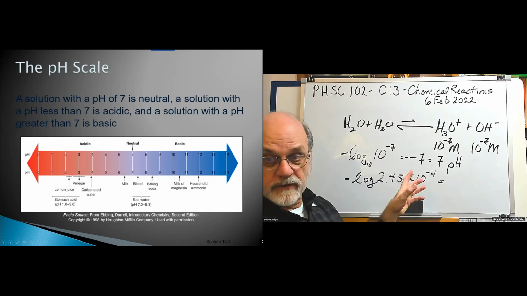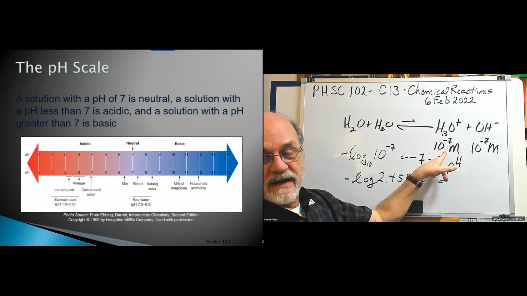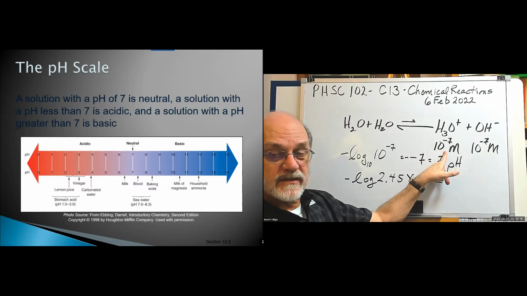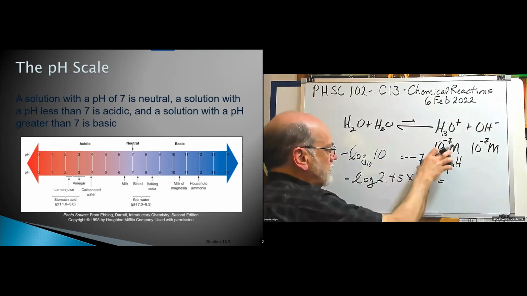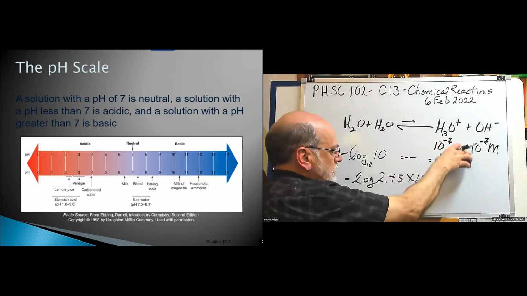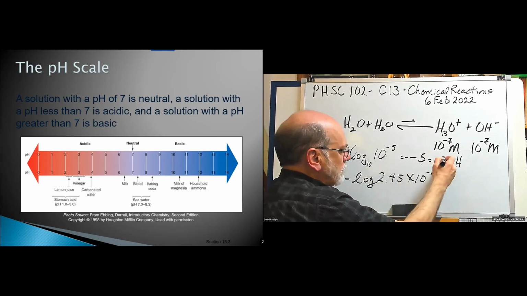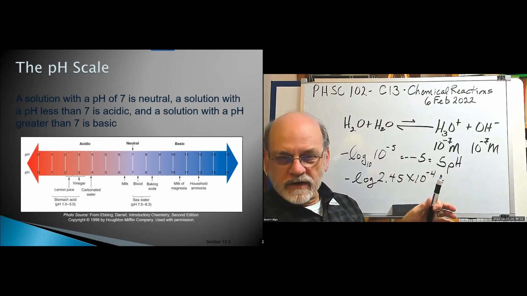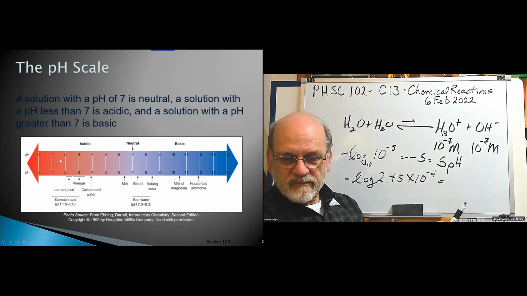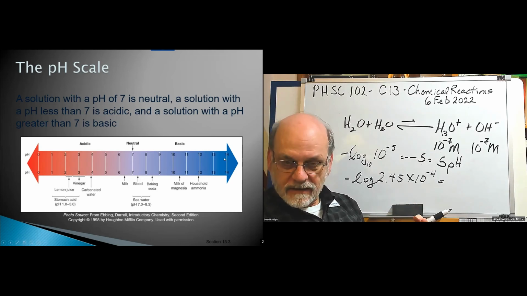And acidity is smaller numbers. Let me prove it to you. What would be a concentration that's greater than 10 to the minus 7th? 10 to the minus 6th? 10 to the minus 5th would be a bigger number, wouldn't it? So if we did 10 to the minus 5th, a pH 5 is more acidic. So the smaller the number, the more acidic. And the bigger the number, the more basic.